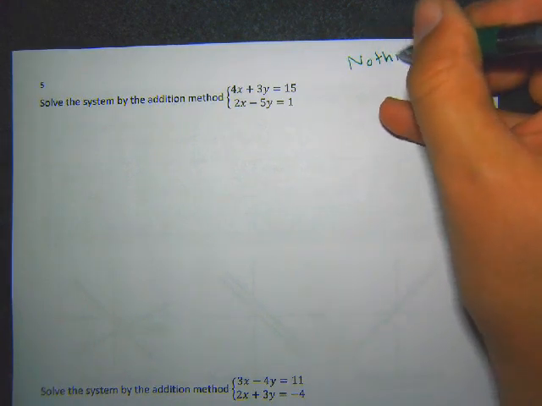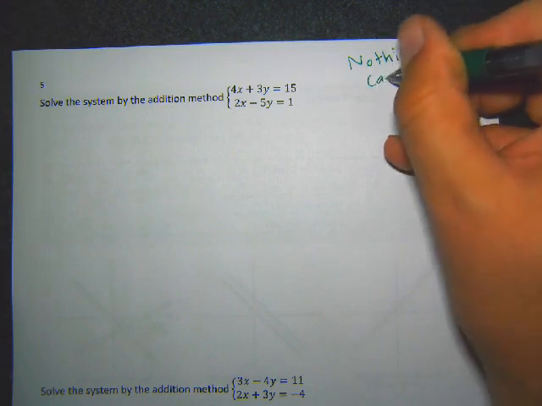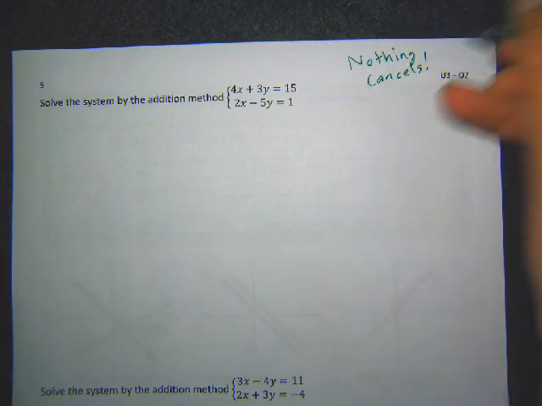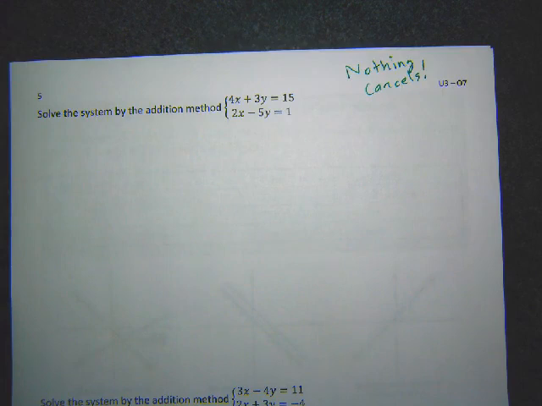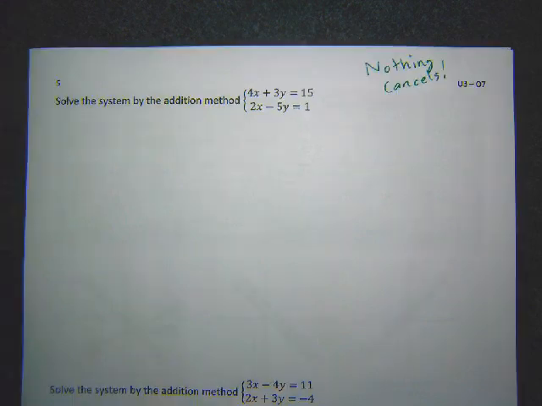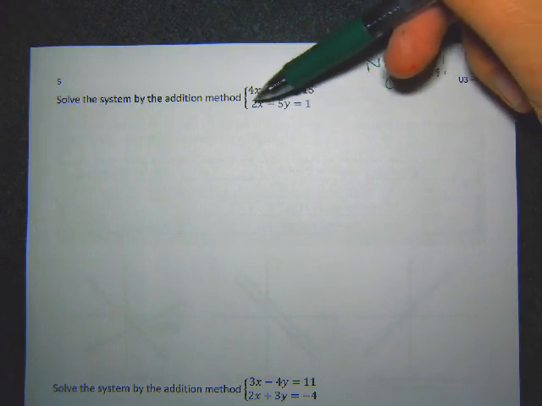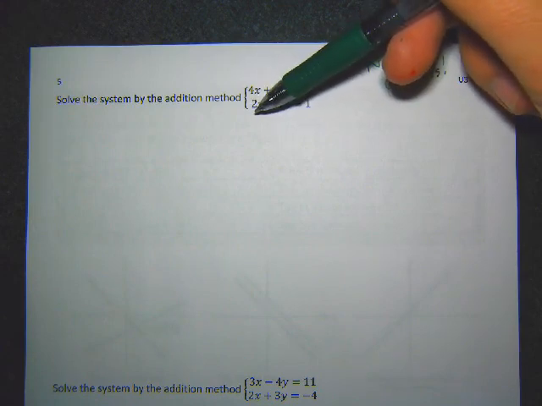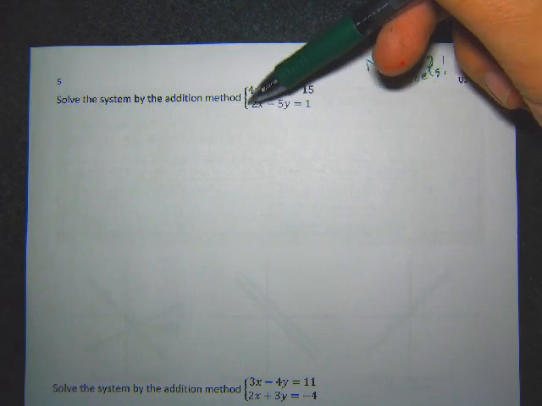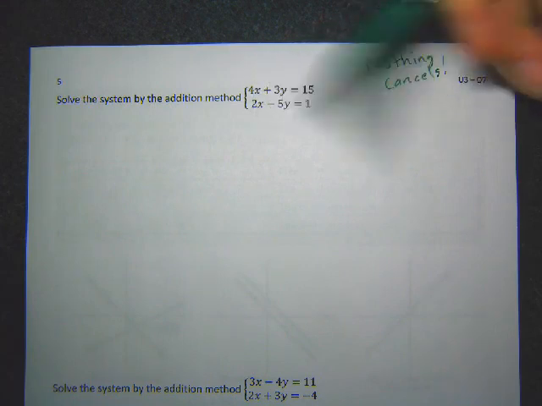So the trick here, the method to make this work, is to multiply to make it so something cancels. So we usually just look and say, okay, is there a number I can multiply this by that makes it so one of the letters will match? So if I look at the x's, you can see that if I double the bottom, I'll get another 4. And if I multiply by -2, I'll get a -4. So that way when I add 4 plus -4, they will cancel.